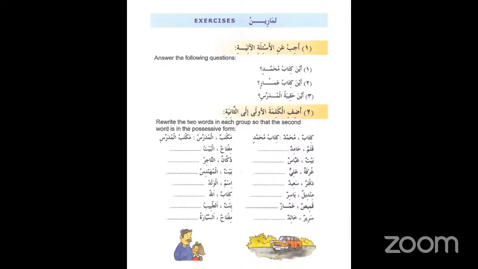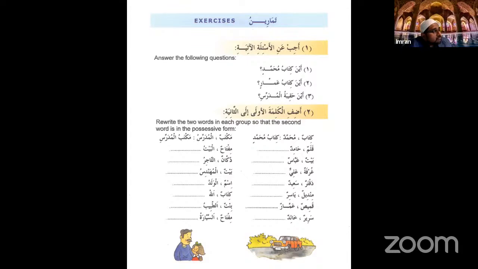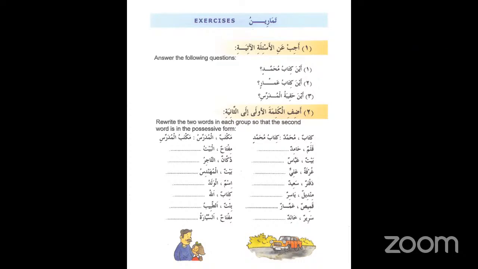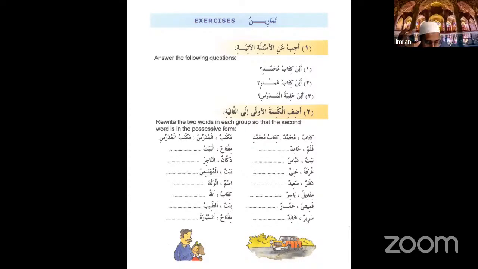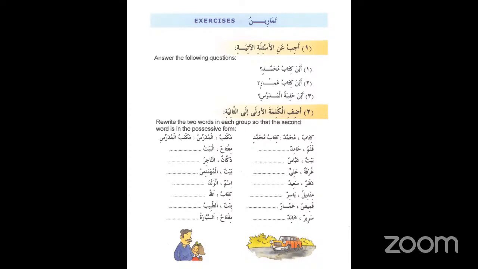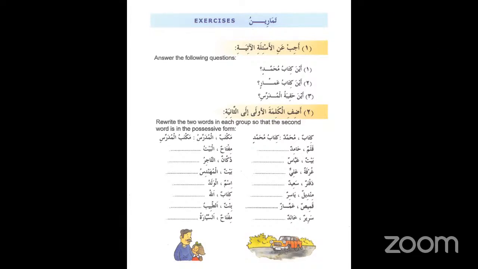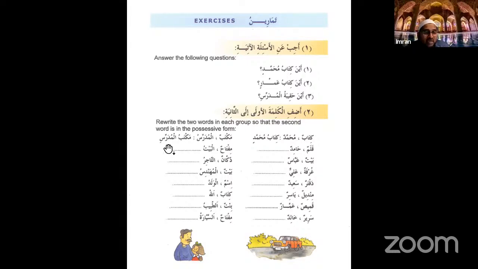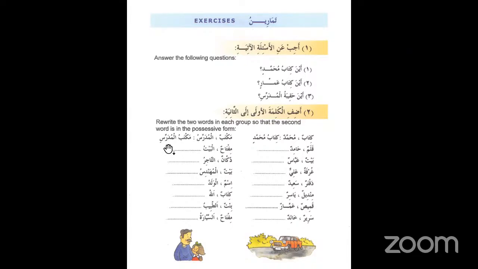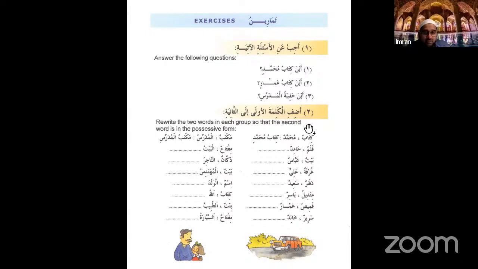Ammar's... On is ala. Kitabu Ammarin. Ala maktabil. How do you say teacher? Mudarris. Ala maktabil mudarrisi. Correct. Next one.